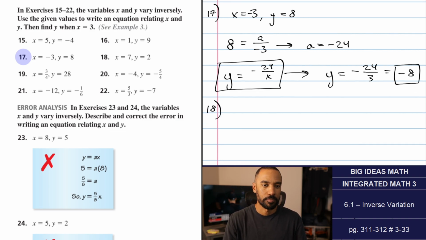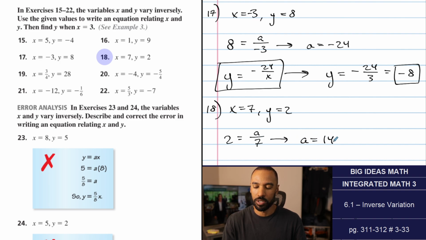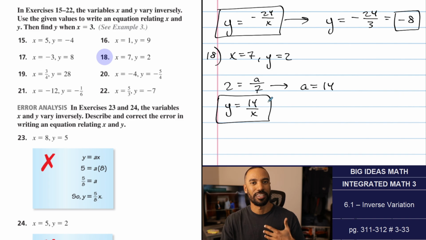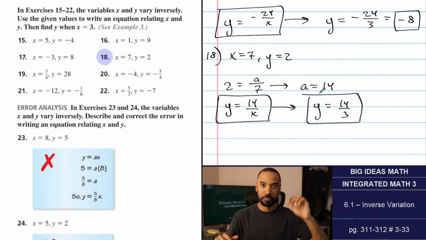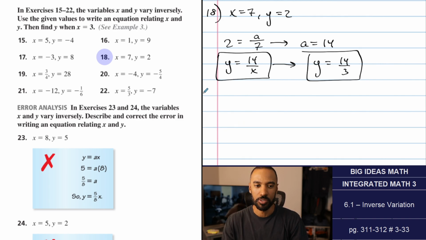Number 18. X is getting pretty big to equal 7 when y equals 2. Y is shrinking at that point, so 2 is a over 7. Therefore, a equals 14. This is an equation that's y equals 14 over x. There's not very much to say in these problems. We're just doing the same thing here. So when x is 3, we divide 14 by 3, and voila, that's what we get. About 4 2/3. Okay. Important for graphs in the future, I suppose.